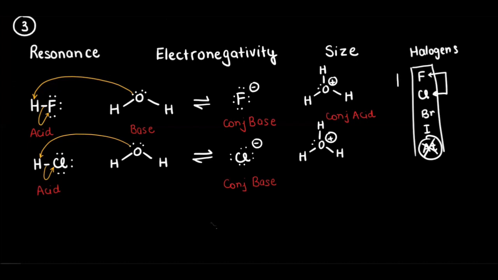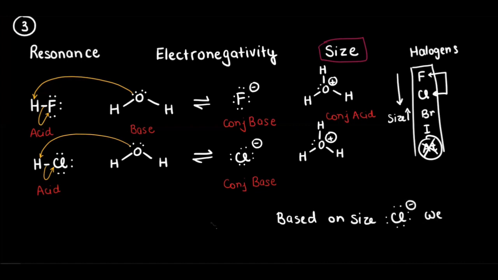Now, if you go down the column, the size increases. And what did we say about this condition? We said that if the size is big, the charge can be distributed more easily and there would be less charge per unit area, there would be less reactivity, and it would be considered a weaker base. So we can say that based on size, chloride looks to be the weaker base.